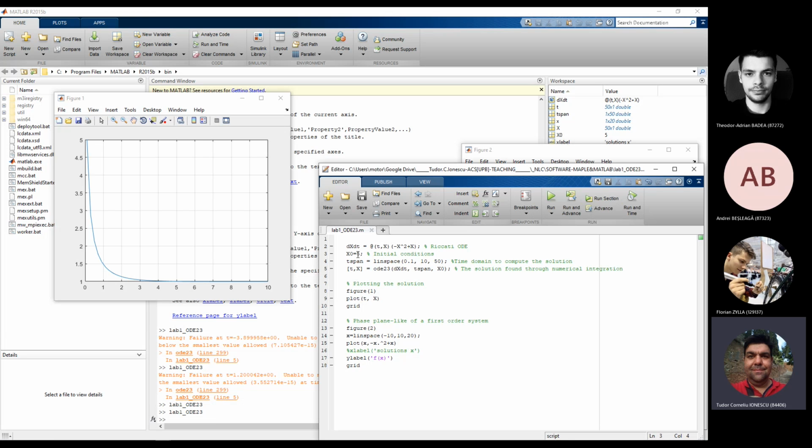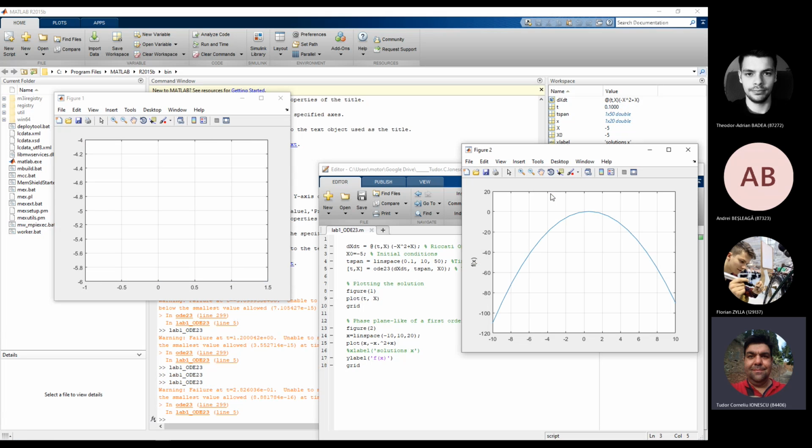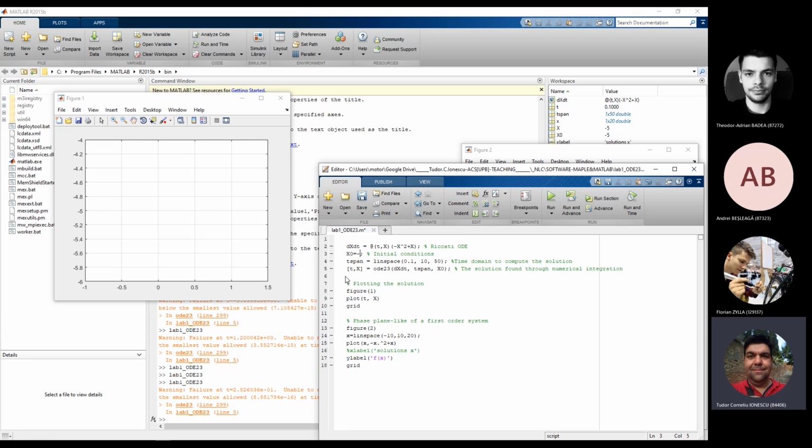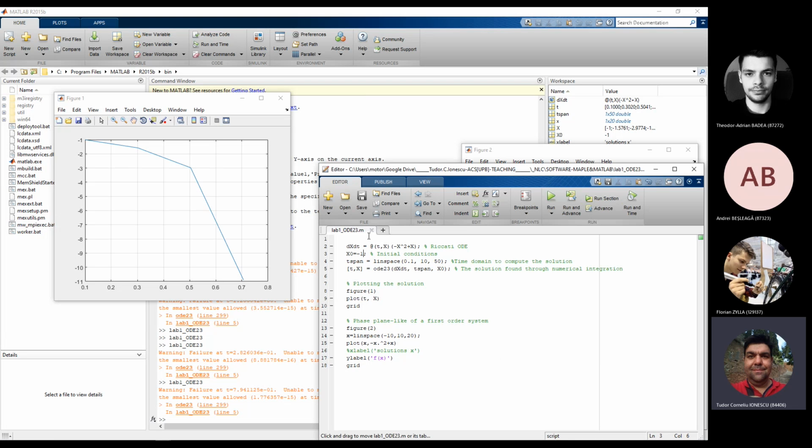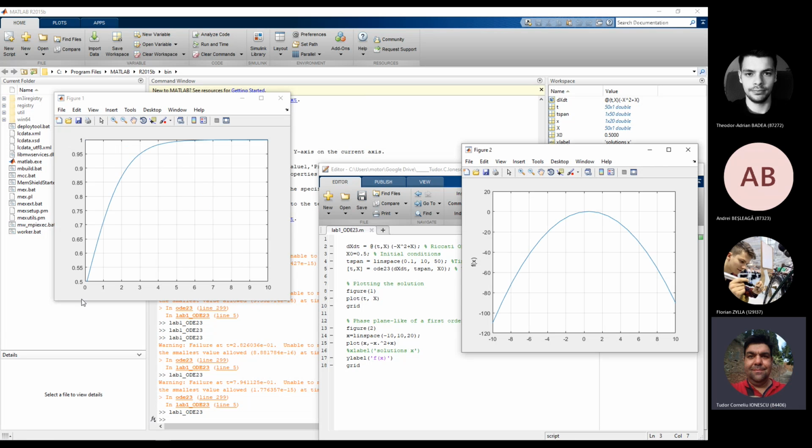Let's go to -5 and see what happens. Let's run it. Oh, nothing happens. It's too much. Let's go to -1. Yeah, you can see again, this goes to -infinity here at 0.7. Okay. And let's go to 0.5. Yeah, you see 0.5. So this is a band. It goes from 0 to 1.